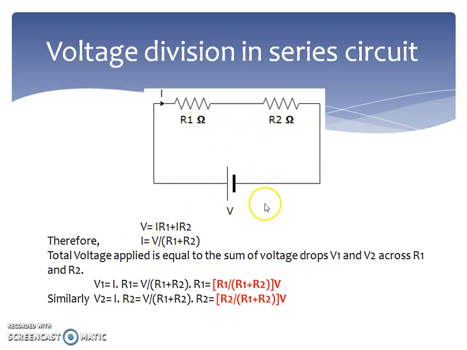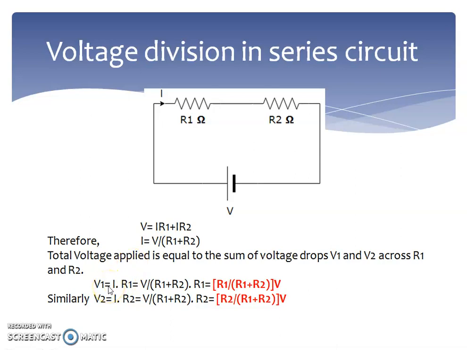So what will be the total voltage? That is the voltage drop across R1 and the voltage drop across R2. So what will be the voltage drop across R1? That is I into R1, and the voltage drop across R2 will be I into R2. So the total voltage will be equal to IR1 plus IR2. Now what will be the value of I? That is V divided by R1 plus R2. Therefore, the total voltage applied is equal to the sum of the voltage drops across R1 and R2.